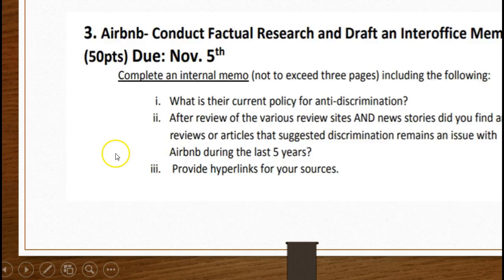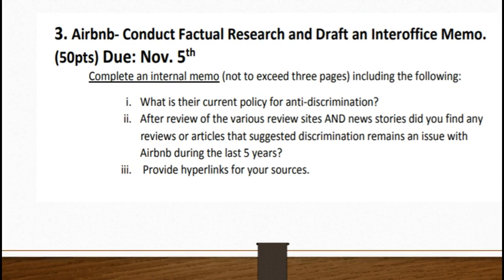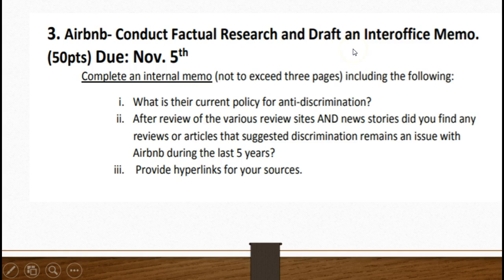All right, this week you are working on the factual research portion of our assignment. So for Airbnb, you're going to get some general information. You're doing an inter-office memo to me. So this is an assignment that would be for the office itself. This should not exceed 3 pages. This is a way of getting some information about the company in general.